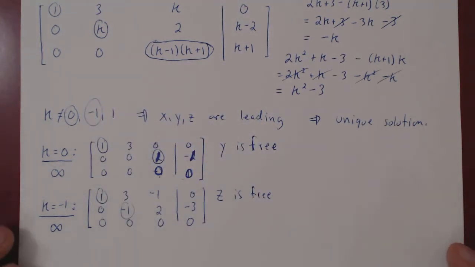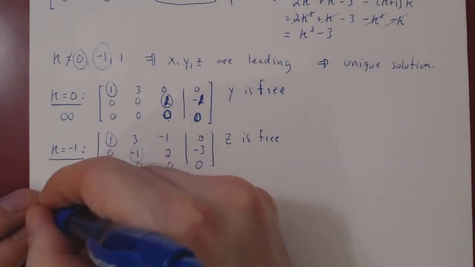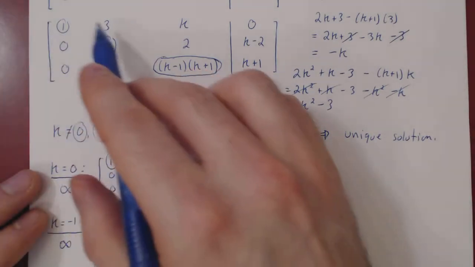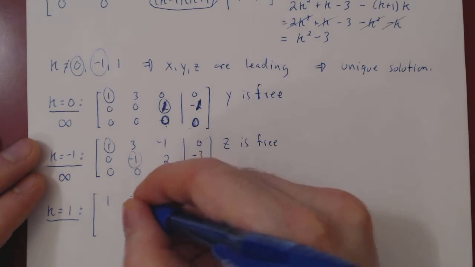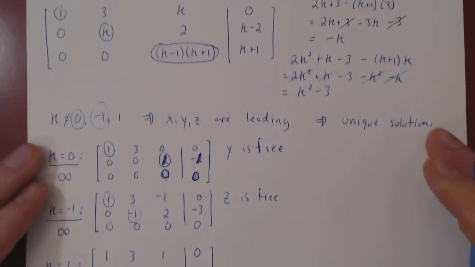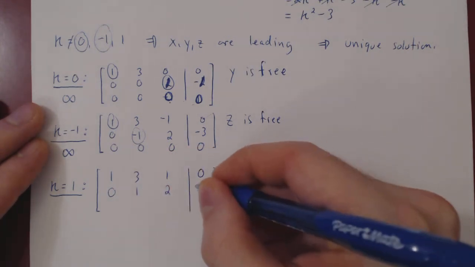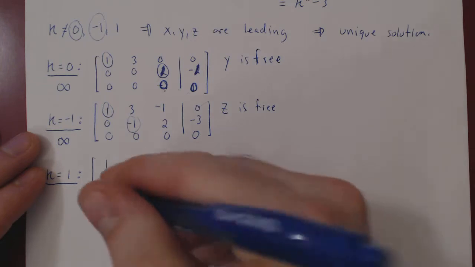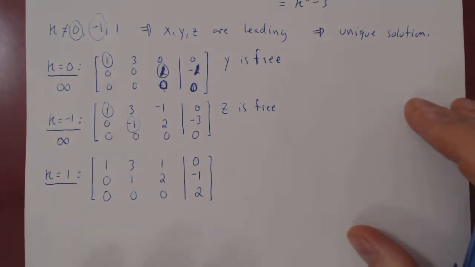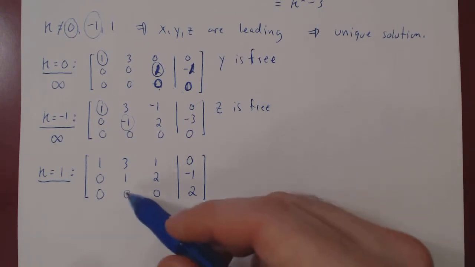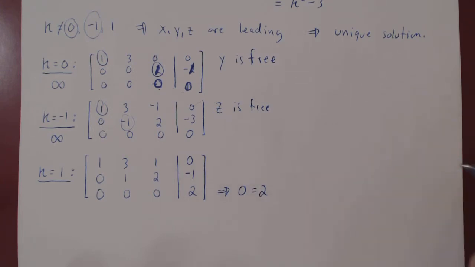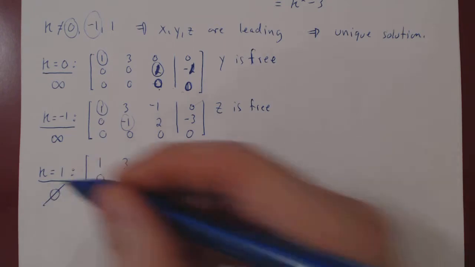What happens to the system when k equals 1? The first row will be 1, 3, 1, 0. The second row will be 0, 1, 2, 1 minus 2, negative 1. And the third row, 0, 0, 1 minus 1 is 0, 1 plus 1 is 2. So we'll get 0, 0, 0, 2. And this is obviously inconsistent. The bottom row implies that 0x plus 0y plus 0z, which is always 0, equals 2. 0 is not 2. The system is therefore inconsistent, so there is no solution.